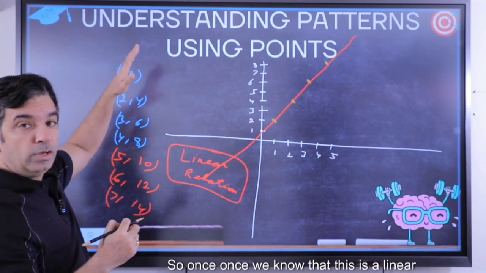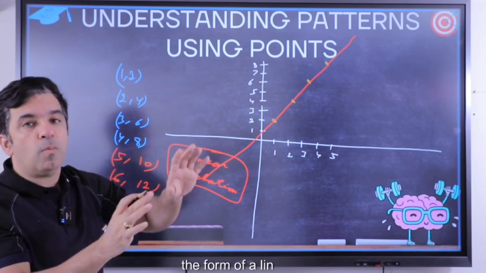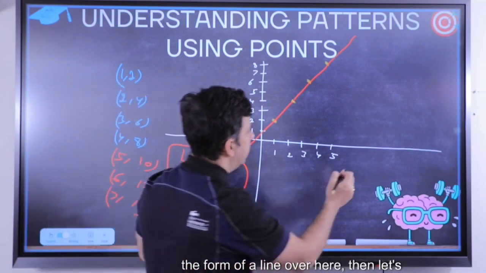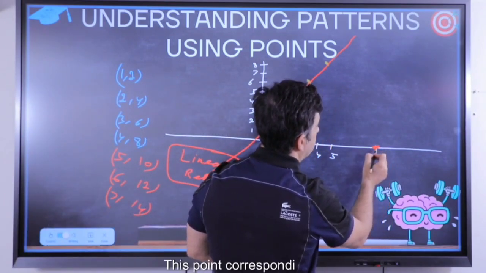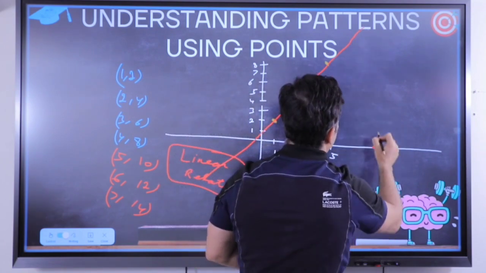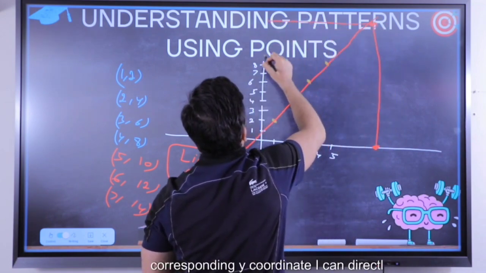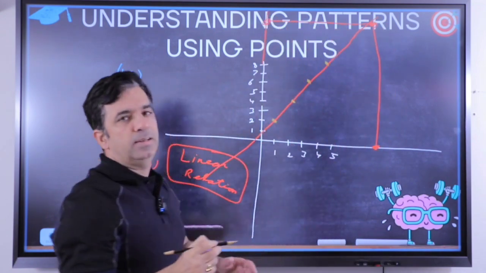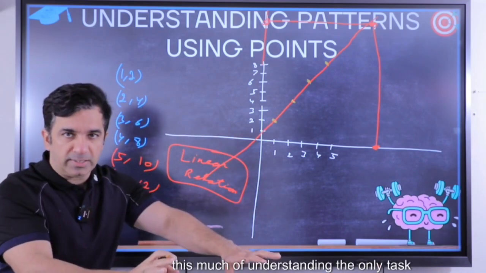So once we know that this is a linear relation, and we have drawn it in the form of a line over here, then let's say if I have to find the value of this point's corresponding y coordinate, I can directly go to this line. I can check it from here, what would be the corresponding y coordinate. I can directly check. So right now we are not going to process this much of understanding.